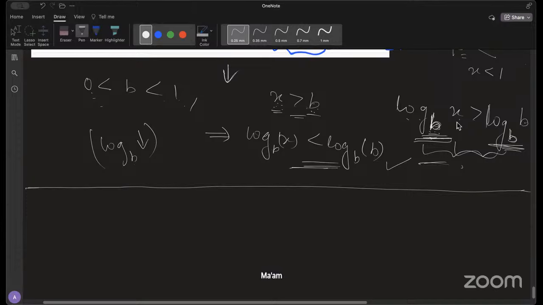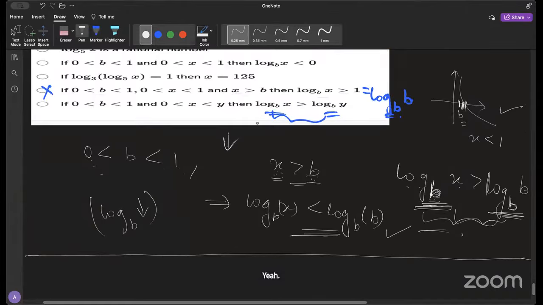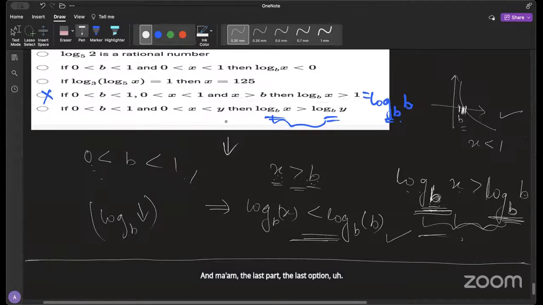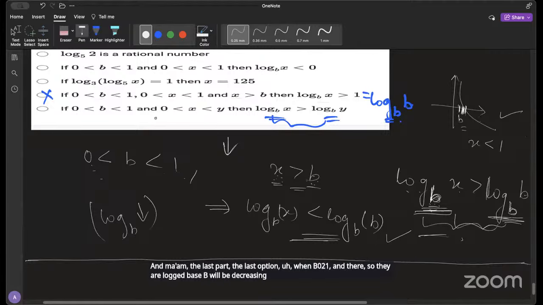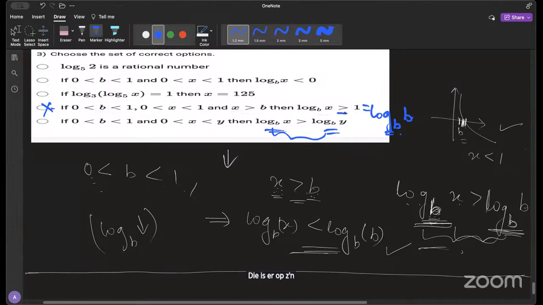Ma'am, in the log questions, you were checking that increasing and decreasing part, and then you were deciding, right? Yeah. And ma'am, the last option, when b is 0 to 1, log base b will be decreasing, as you said. Because it is given y greater than x, and the vice versa is given, that's why it is wrong, right? Yeah, this option's incorrect, if you're talking about this one. Last one, yes, ma'am.